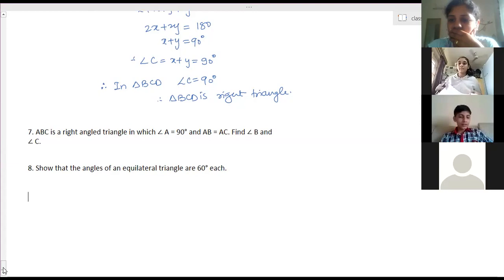Ma'am, here it is proving, but there is nothing given. Equilateral triangle is there. Okay, triangle ABC is an equilateral triangle. That is the given thing.